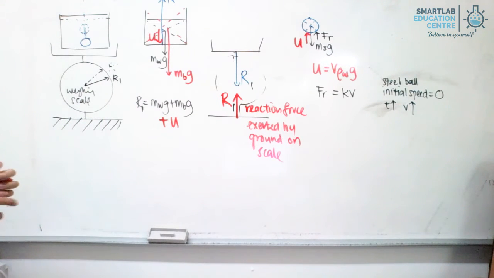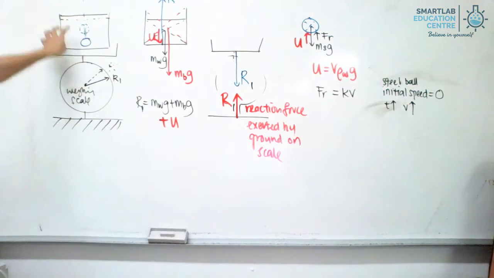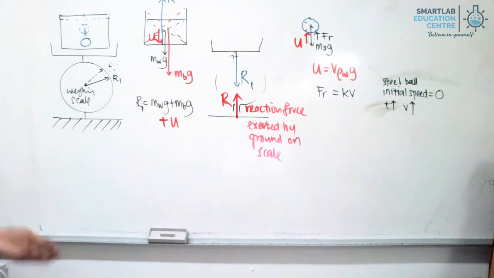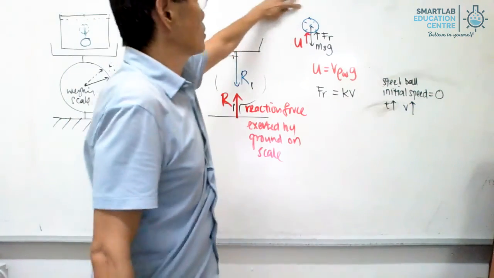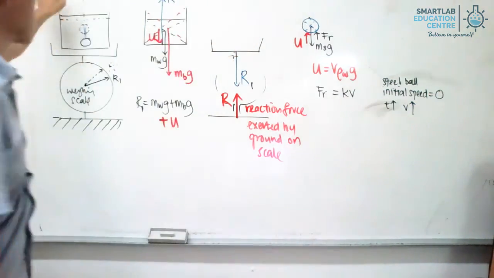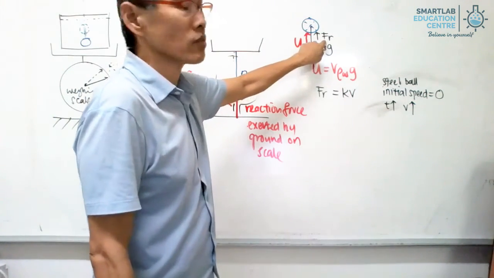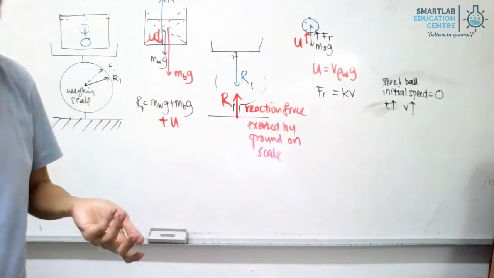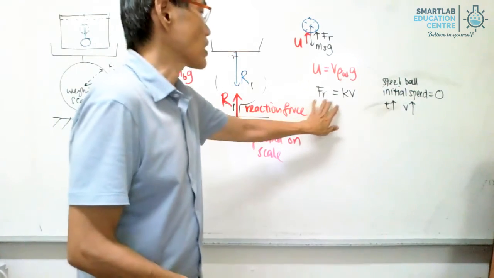Now let's take a look at what happens if we decide to cut the string. If we cut the string, the steel ball will descend downwards. Its initial speed is 0, but as time passes, its speed will start increasing. Of course, it will eventually reach terminal velocity. Let's take a look at the forces now acting on the steel ball. We have already removed the tension because it's no longer being suspended by the string. However, there will be an additional force called the resistance force as a consequence of the ball moving through the water. This Fr is equal to kv.